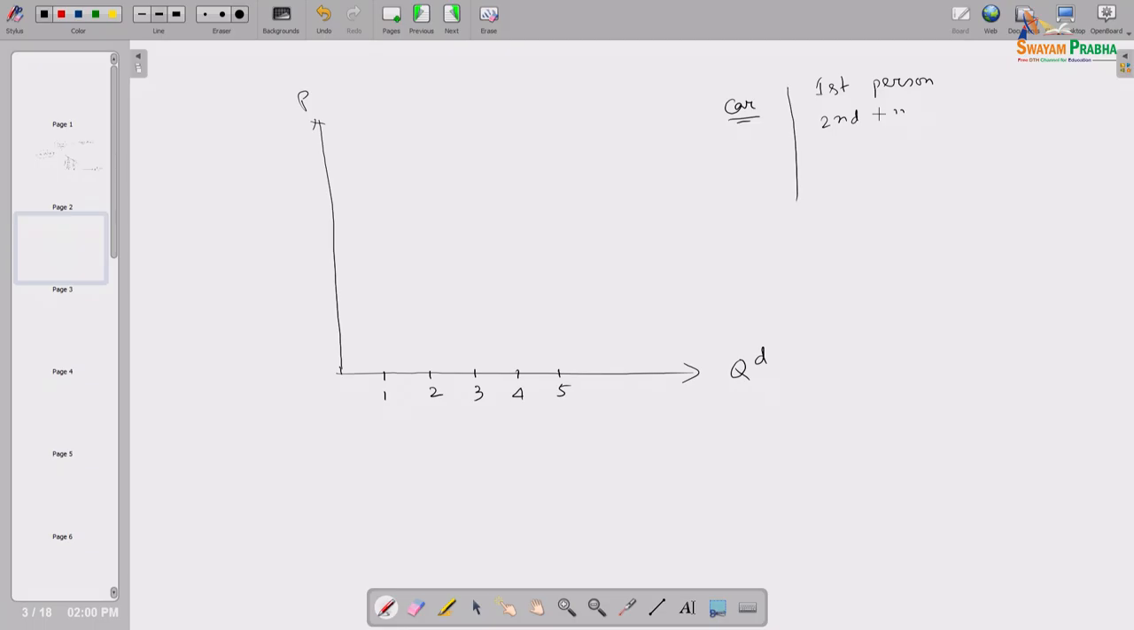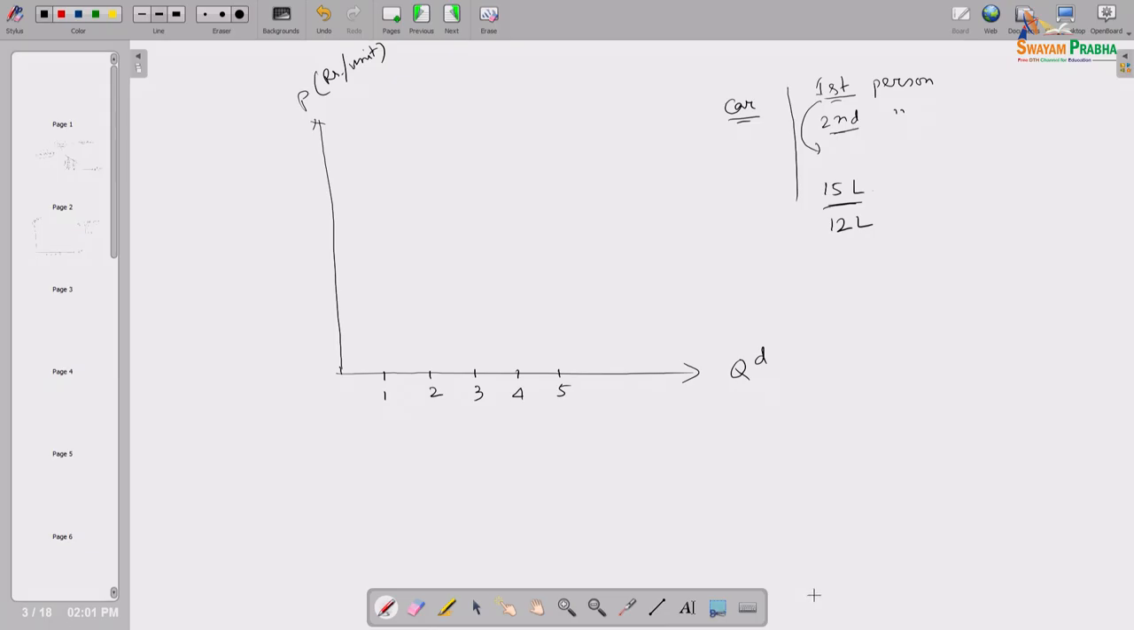So obviously, suppose the first person's maximum willingness to pay for that car is 15 lakh rupees, all in rupee terms, price in rupees per unit or per piece of the car. Here the unit is per piece: one car, two cars, so the number of cars. So suppose 15 lakh is the first person's maximum willingness to pay. Suppose the second person's maximum willingness to pay is, say, 12 lakh rupees, and so on.